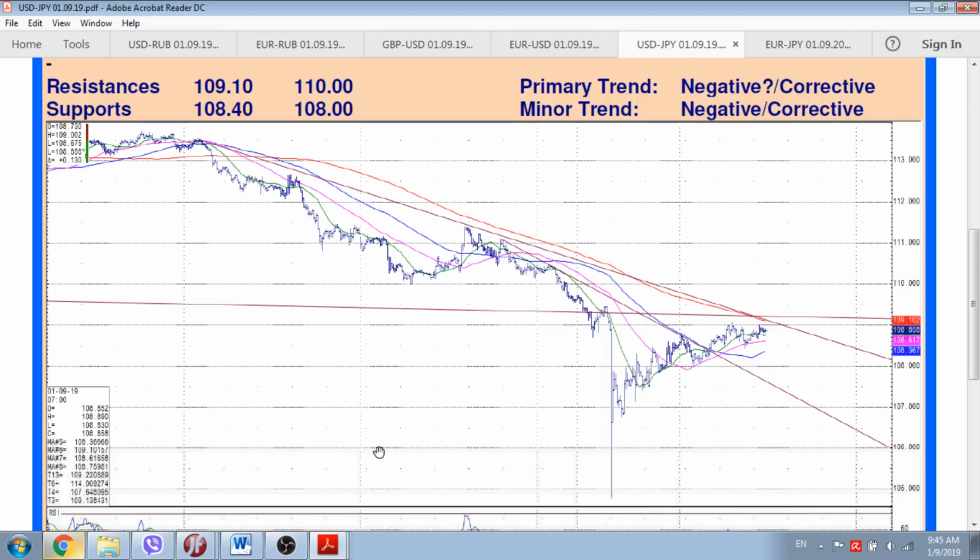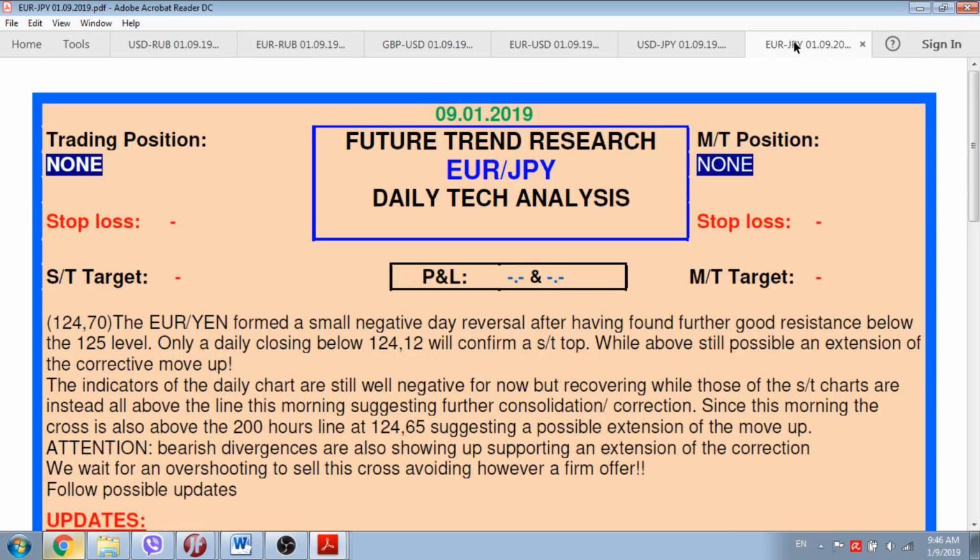The move up is still corrective, already showing a potential negative reversal situation, suggesting a short-term target at 104.41. We suggest, therefore, waiting for a possible extension of the move up before selling this dollar, especially close to the level of 110. And finally, euro-yen.